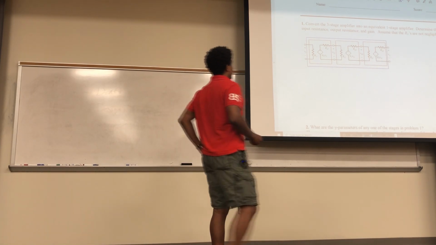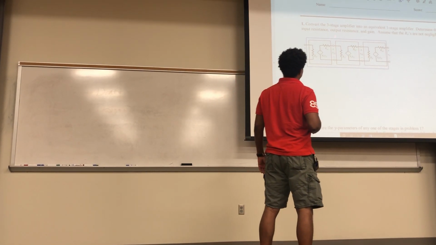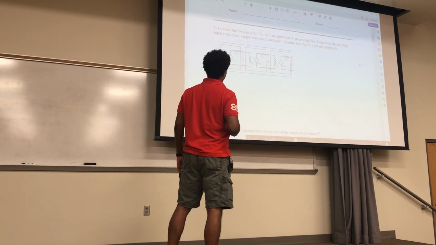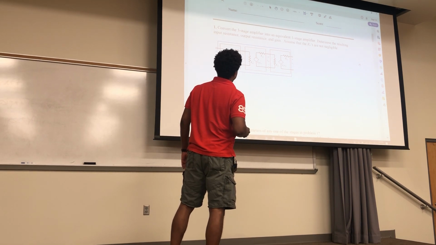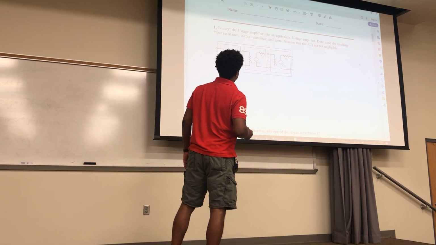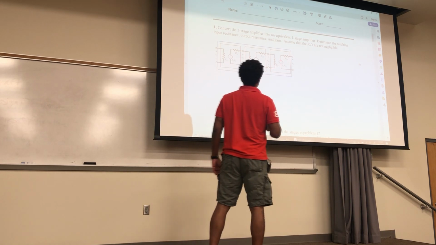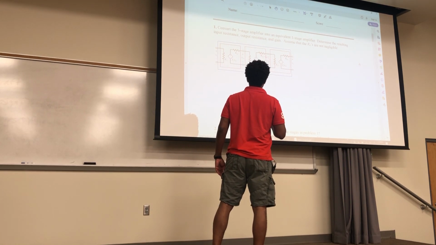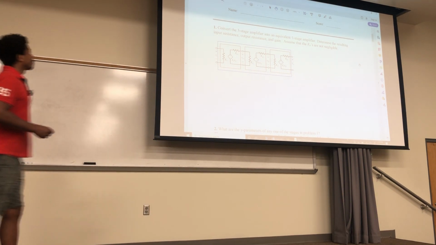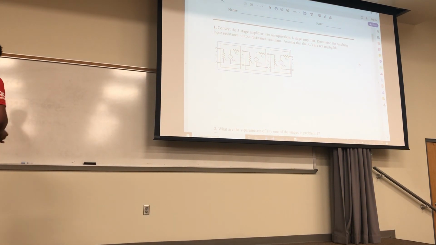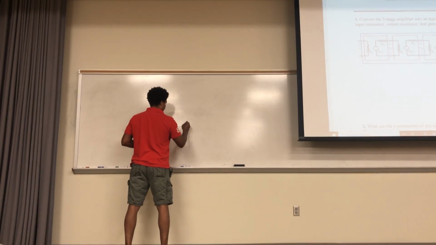All right, so for problem number 1, it says convert the 3-stage amplifier into an equivalent 1-stage amplifier. Determine the resulting input resistance, output resistance, and gain. Assume the ROs are not negligible. So the ROs, it means like these output resistors right here are not negligible. Okay, so in this case, let's see which one works.